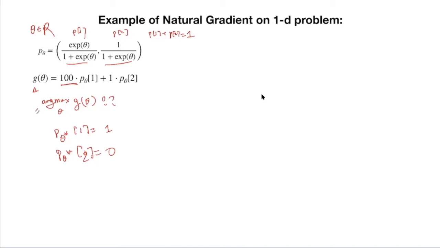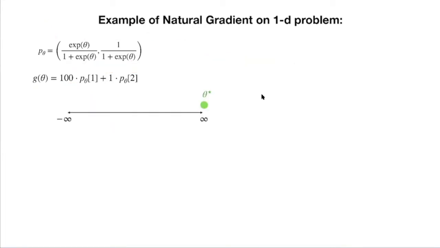So this should be positive infinity, because when I put positive infinity inside this expression for P theta, the first coordinate just goes to 1, and the second coordinate just goes to 0. Why is this true? Because the limit as theta approaches positive infinity of exp theta over exp theta is just equal to 1. Put in other words, I have one scalar parameter theta, and I know that the optimal solution is on the positive infinity side.